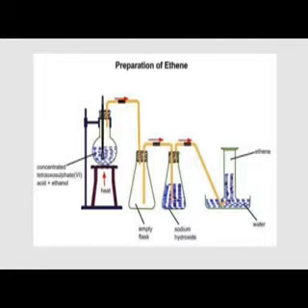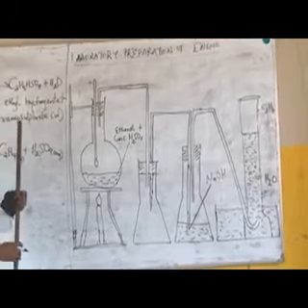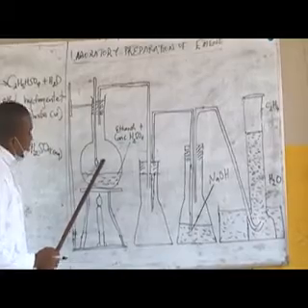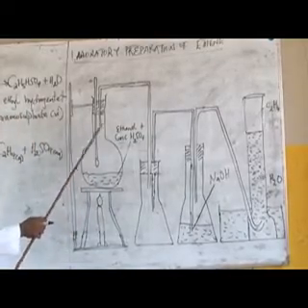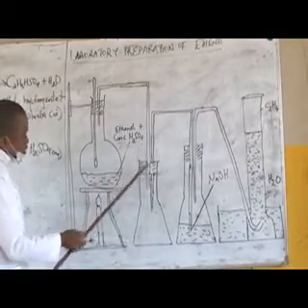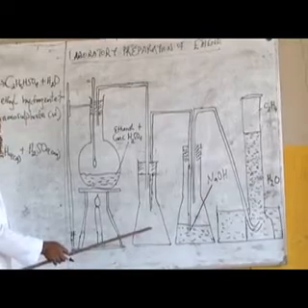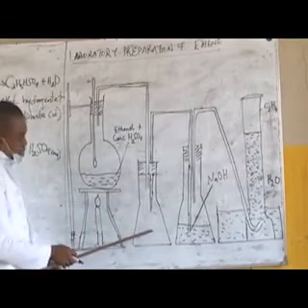Now, you apply the heat using your Bunsen burner. The mixture is heated to a temperature of 170 degrees Celsius. And after that, the ethene gas will be given off. Now the gas will go through these delivery tubes into an empty container. We'll come back to explain the function of this empty container.